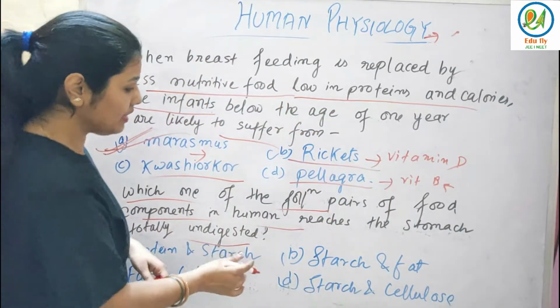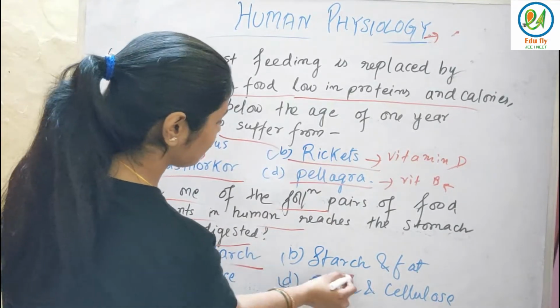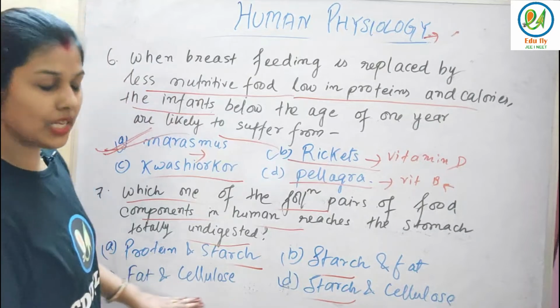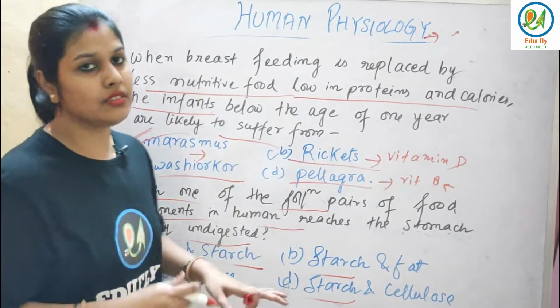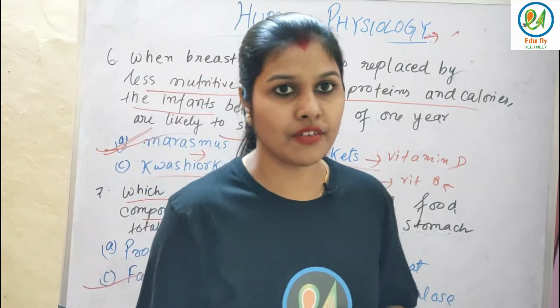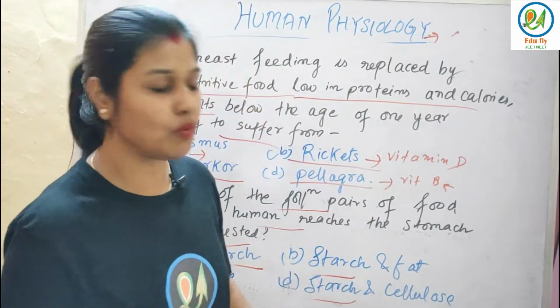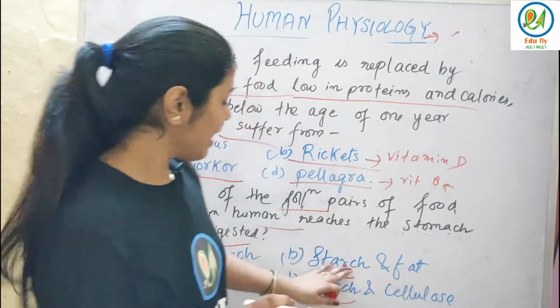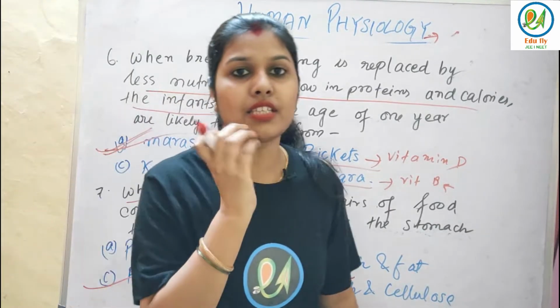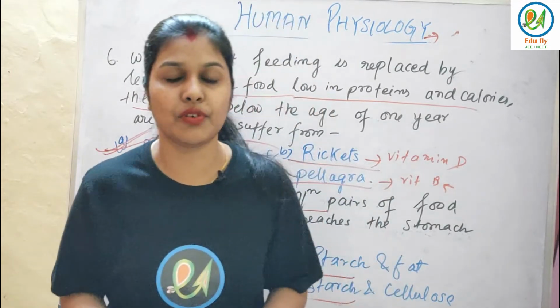So, see, in each and every option there is starch. Starch, cancel. Fat and cellulose. We don't have the enzyme to digest cellulose, but fat is digested in the small intestine and protein in the stomach. Cellulose is not digested, and starch is digested in the buccopharyngeal cavity itself. Done. These two questions are very important from the NEET point of view.